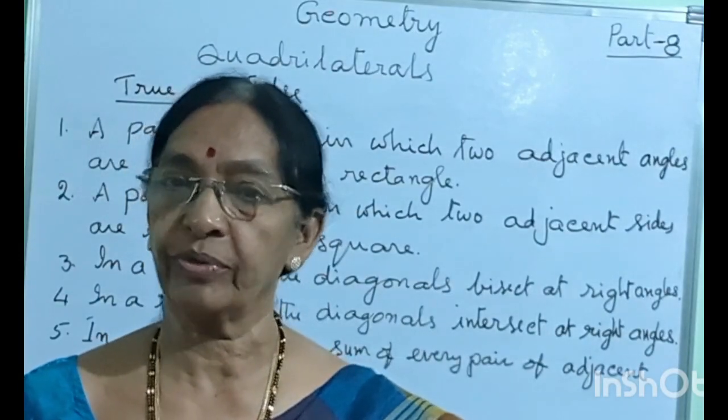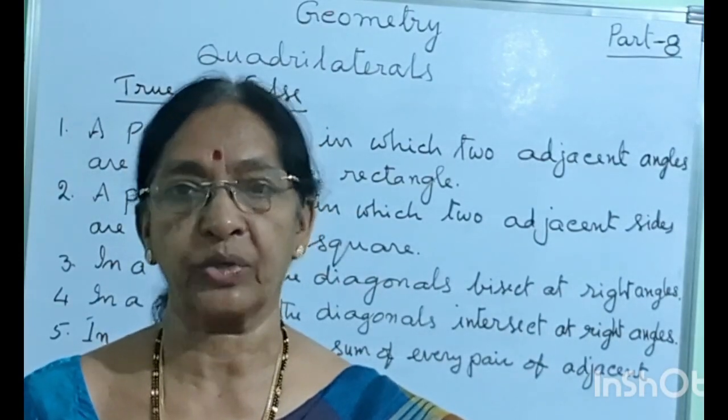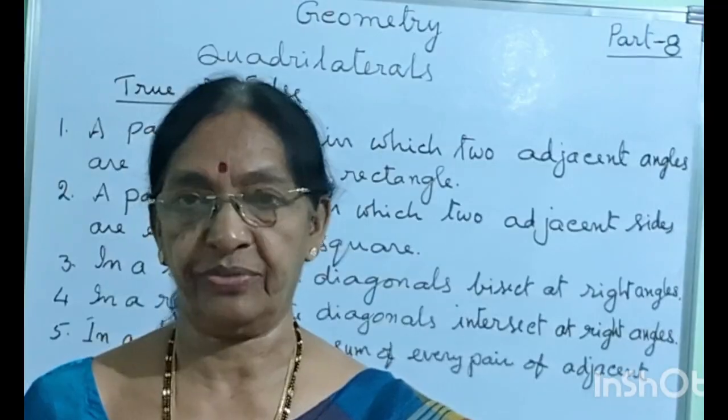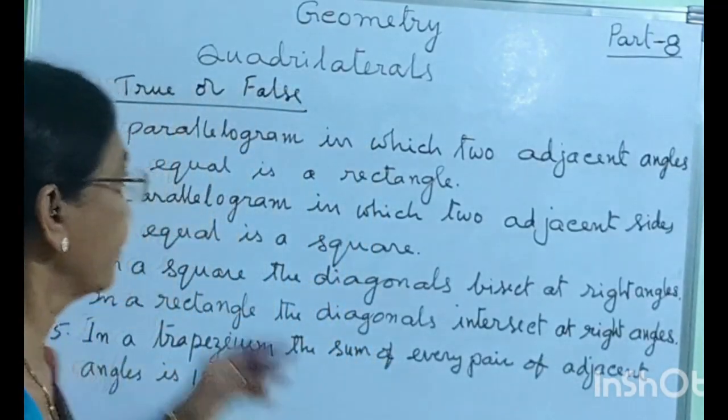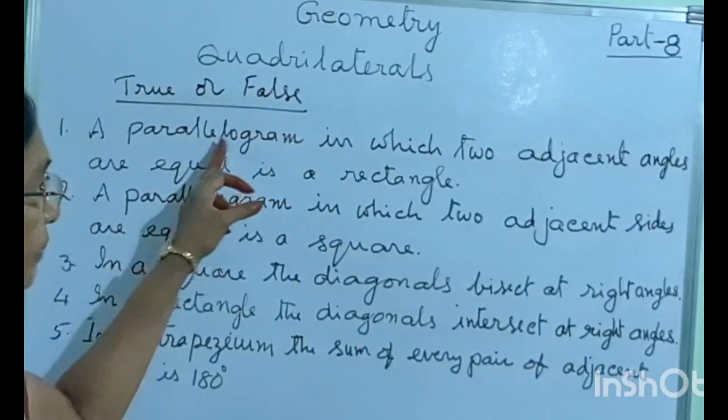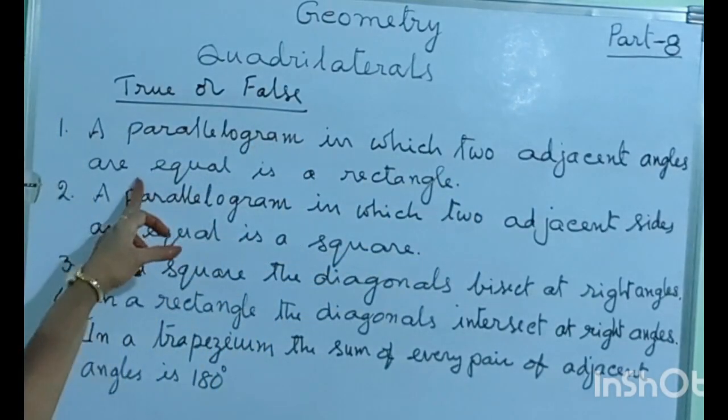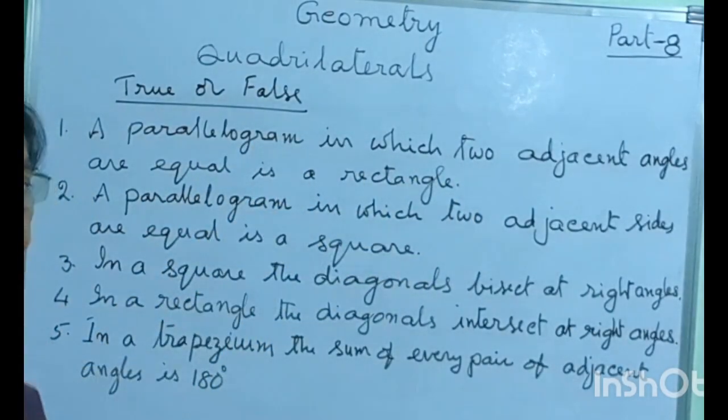In this video, we will do some exercise on quadrilaterals. First, we will see some statements whether they are true or false. First one is a parallelogram in which two adjacent angles are equal is a rectangle.